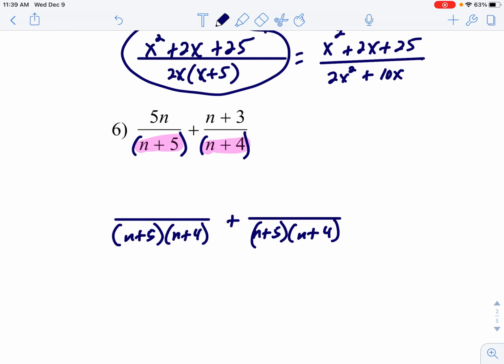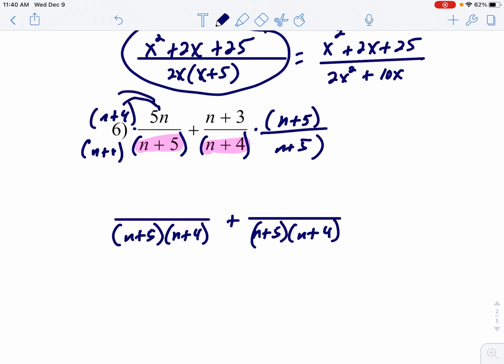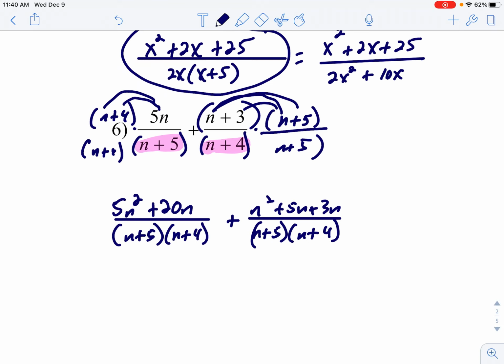So the top one has to get multiplied by n plus 5. Oh, I'm sorry. That one already has n plus 5. I'm thinking of this wrong. This one has to be multiplied by n plus 4. And the second one needs to be multiplied by n plus 5. So here, if I distribute, I get 5n squared plus 20n. And here, oh joy, I get to FOIL. N squared plus 5n plus 3n plus 15.